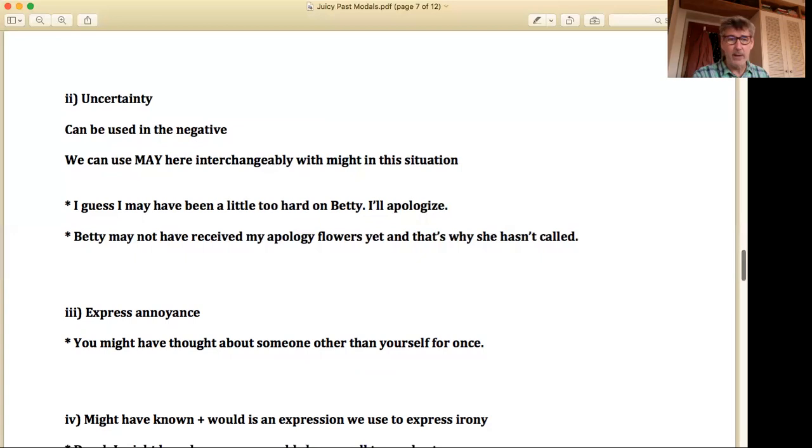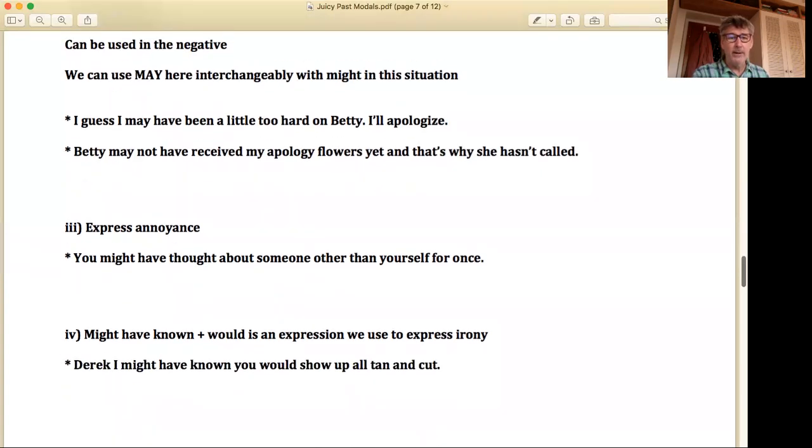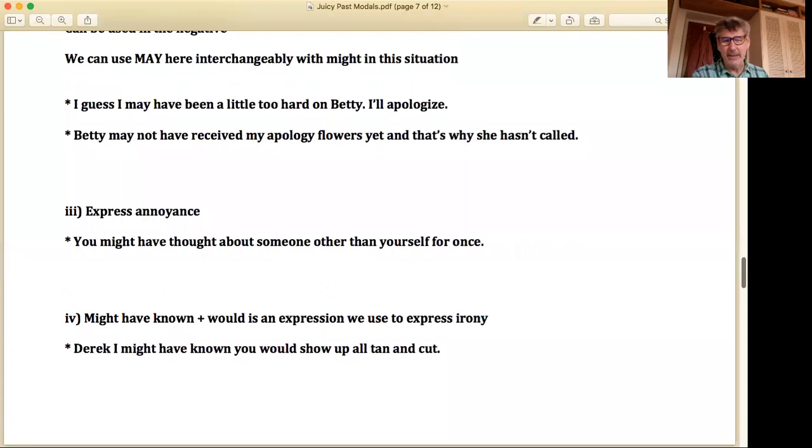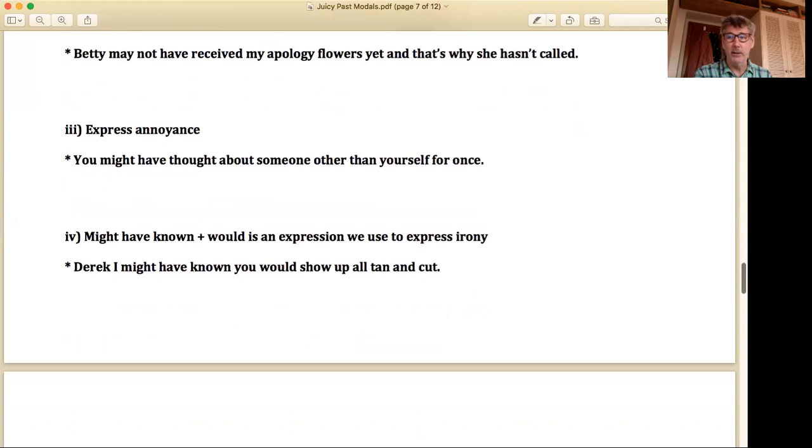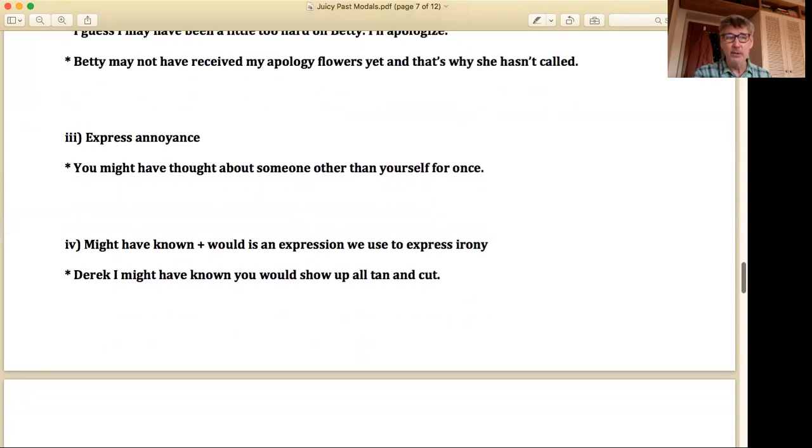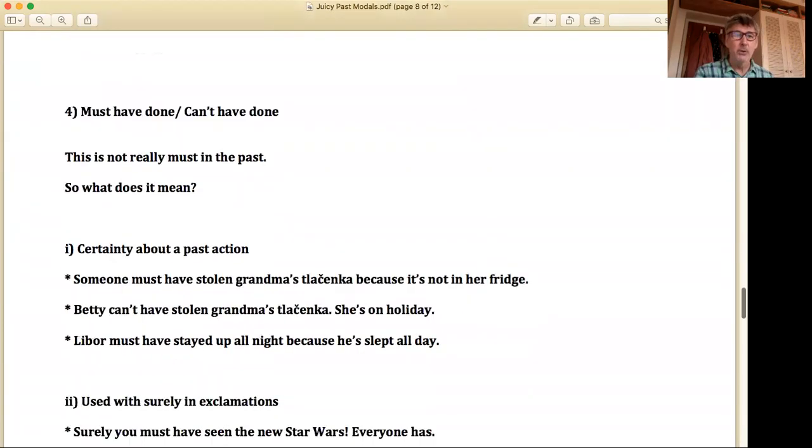And then what do we have here? Might have known. We use it with irony. Derek, I might have known you would show up all tan and cut. Cut means buffed out, good muscles and all that. And this kind of means that Derek didn't show up tan and cut. He showed up white and slightly paunchy and soft around the belly. Okay, so I might have known that it was going to end up this way. Usually we use this to say, you should have, I might have known.